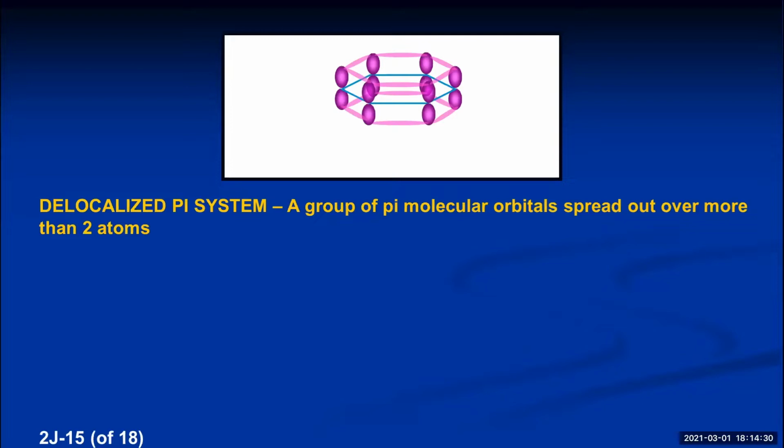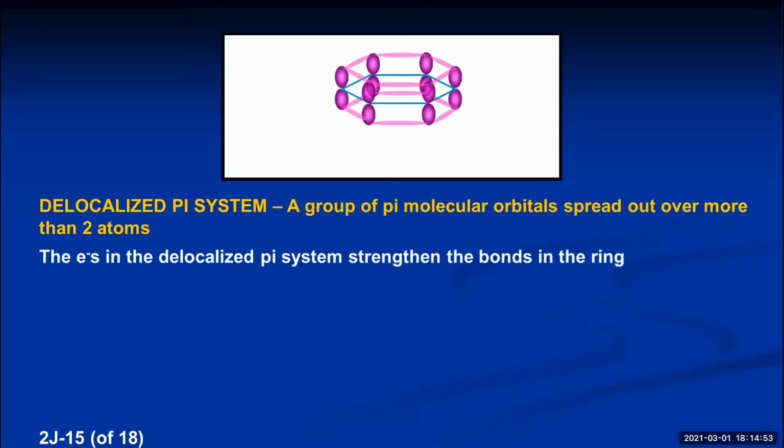So a delocalized pi system is a group of pi molecular orbitals which are spread out over more than 2 atoms. And my picture up here is 6 pi molecular orbitals in which the electrons are spread out over 6 atoms. And what these electrons do is they migrate around the 6 atoms. They strengthen every single bond in the ring. And they actually add an extra half a bond order to every bond. So we get a 1.5 bond order for every carbon-carbon bond in the ring. Okay? We believe this happens in every molecule that possesses resonance. You form delocalized pi systems.